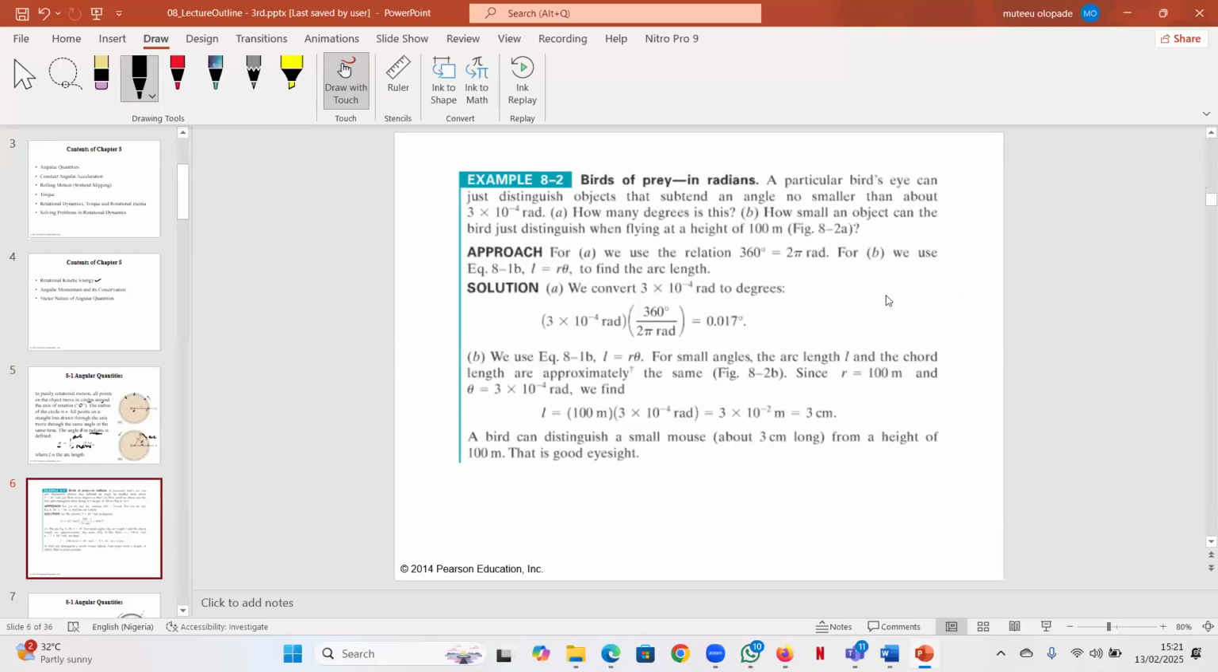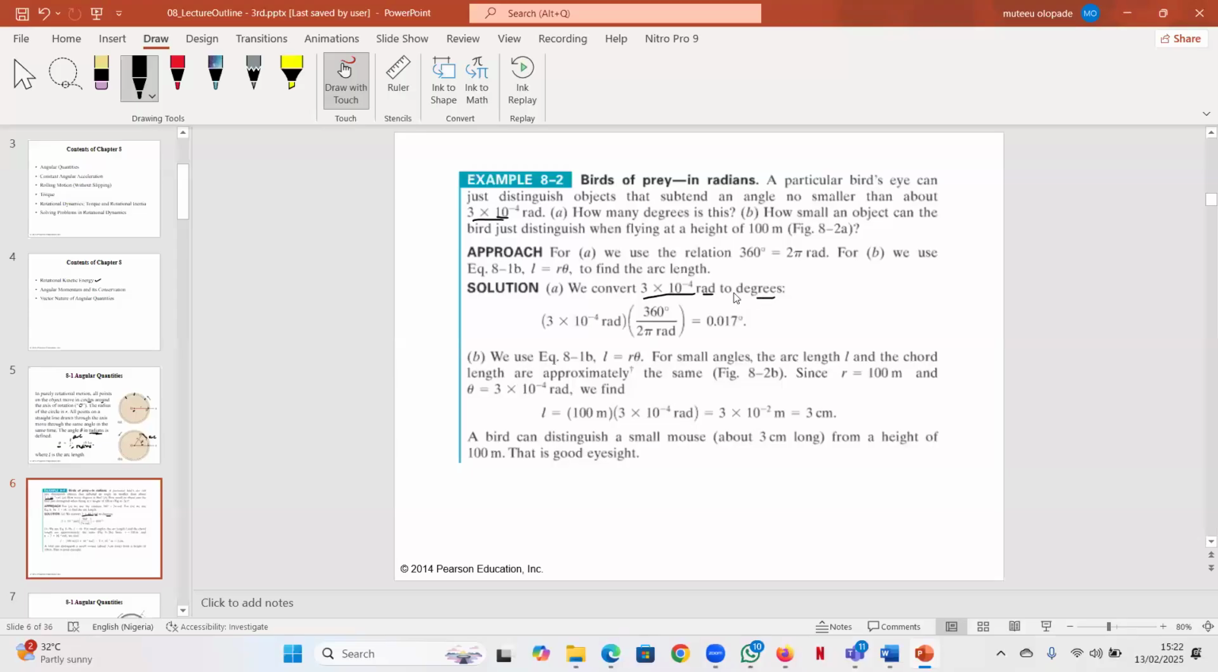Now, this is a question. A particular bird's eye can just distinguish objects that subtend an angle no smaller than about this many radians. That's the angle subtended by the object, but the eye can see it if it is within this. So how many degrees is this? In order to do that, we need to convert 3 times 10 raised to the power minus 4 radians to degrees.